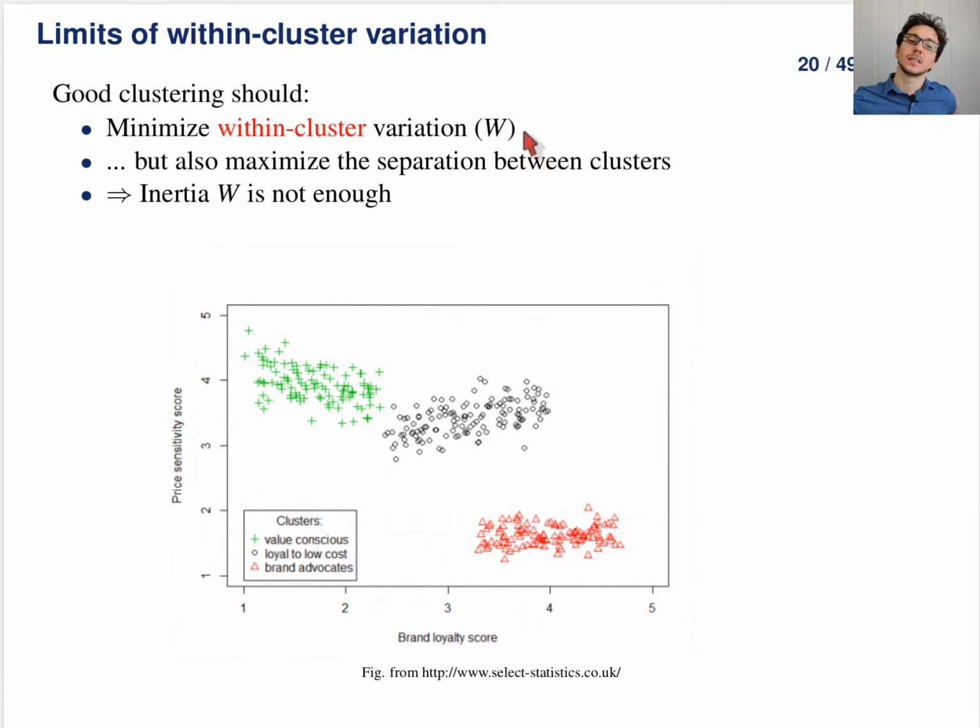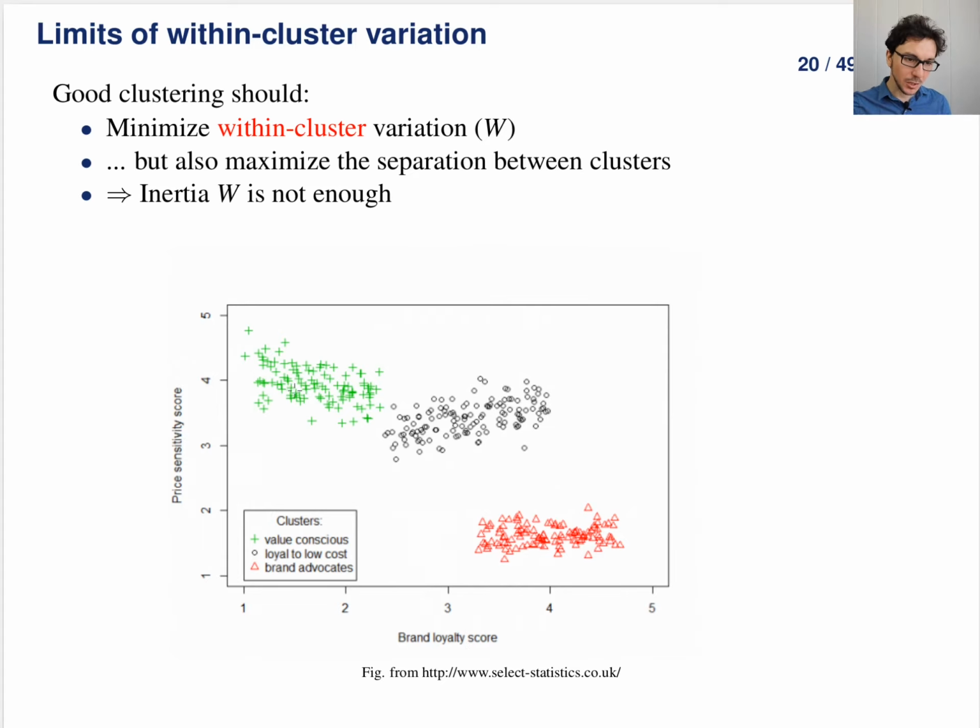We have already seen one of them, which is the global within cluster variation, this W, which again, I repeat, is the distance between each point of a cluster and the centroid. So it's the average distance between each point and the centroid. So you can have a within cluster variation of this cluster, then of this cluster, then of this cluster, and then we compute the sum of the within cluster variations to have the total W.